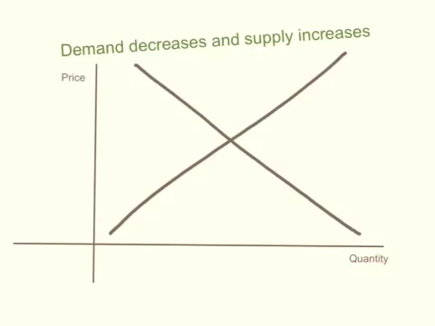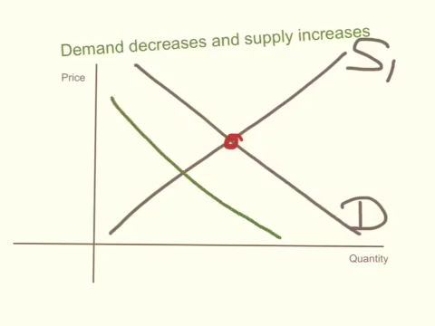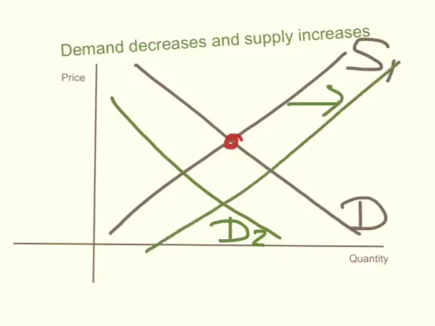So here's the third answer, answer C. Again, we have our starting position, S1, D1, equilibrium starting point is here. And this answer says demand decreases. So we're going to shift the demand curve to the left. So that becomes the new demand curve, let's say D2. And supply increases, so the supply is going to shift to the right. So the supply curve is going to shift to the right, and that's S2 now. Now you can see the equilibrium of the two green curves is here.